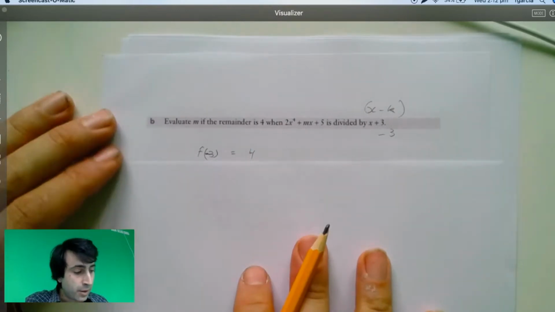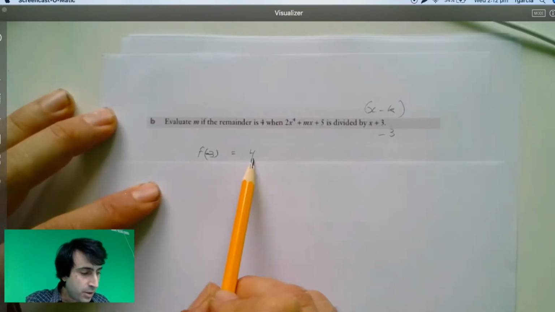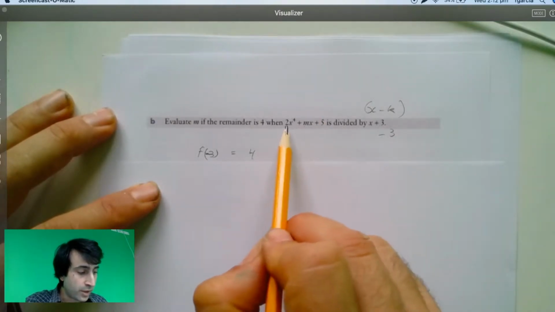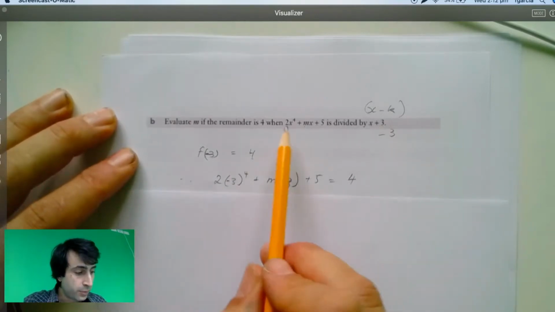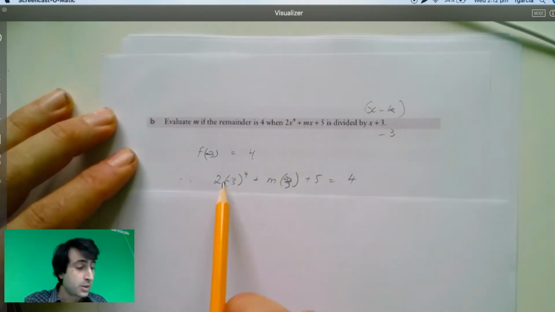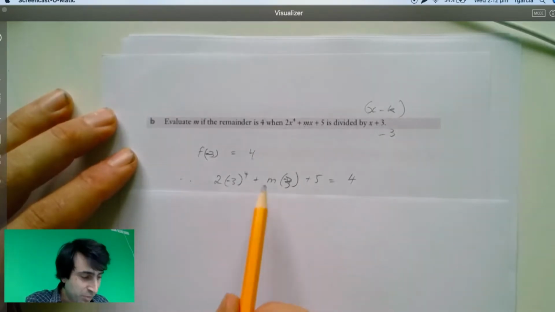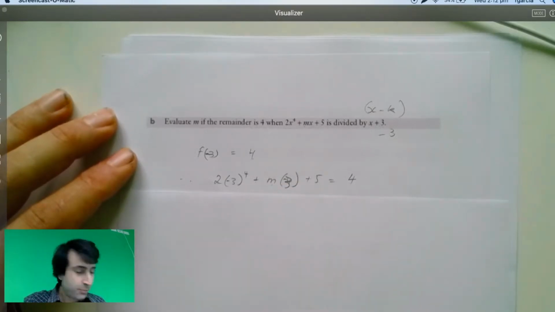So if we know the function of negative 3 equals 4, we've only got one unknown missing in this function. So let's substitute all of that in. 2 times negative 3 to the power of 4, plus m times negative 3, plus 5 equals 4. And we can just simplify this out.